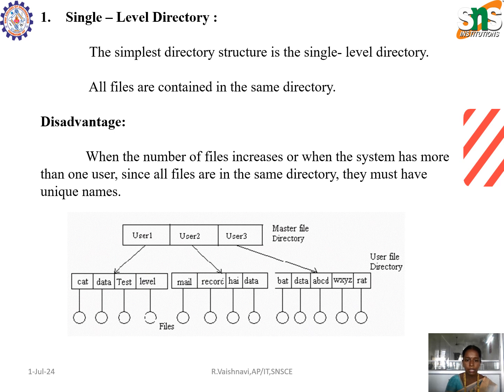Here is the diagrammatic representation, that is user 1, 2 and 3 are the master file directory. Below that we have the user file directory, that is cat, data, test and level are the user level file directory. Below that user level file directory we have the individual files.